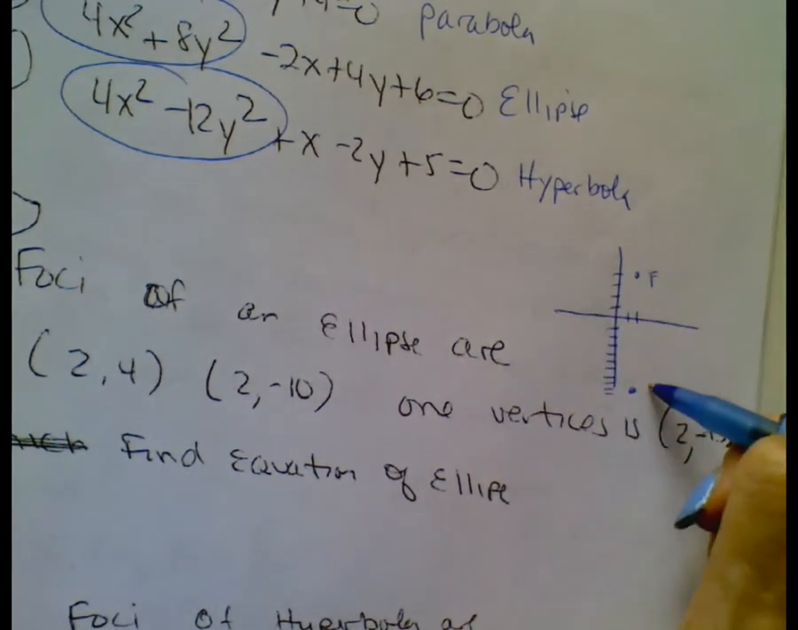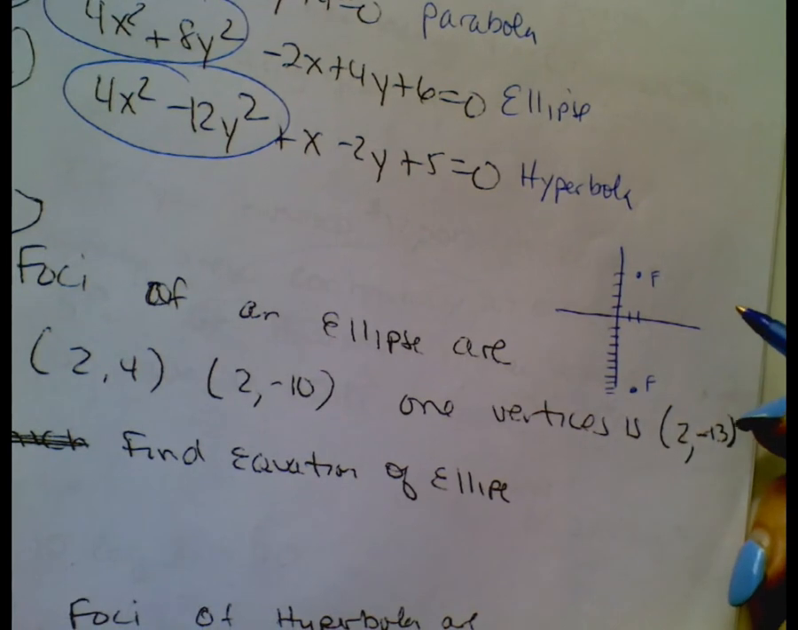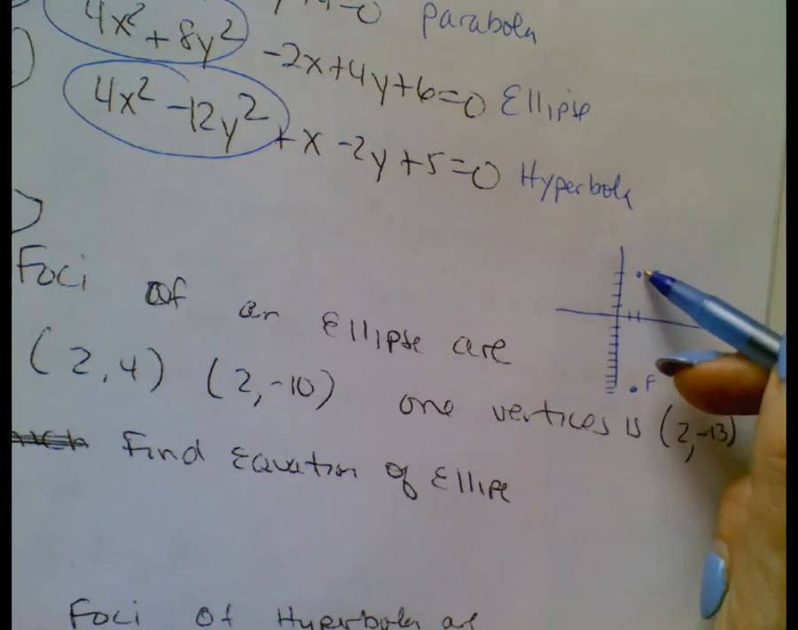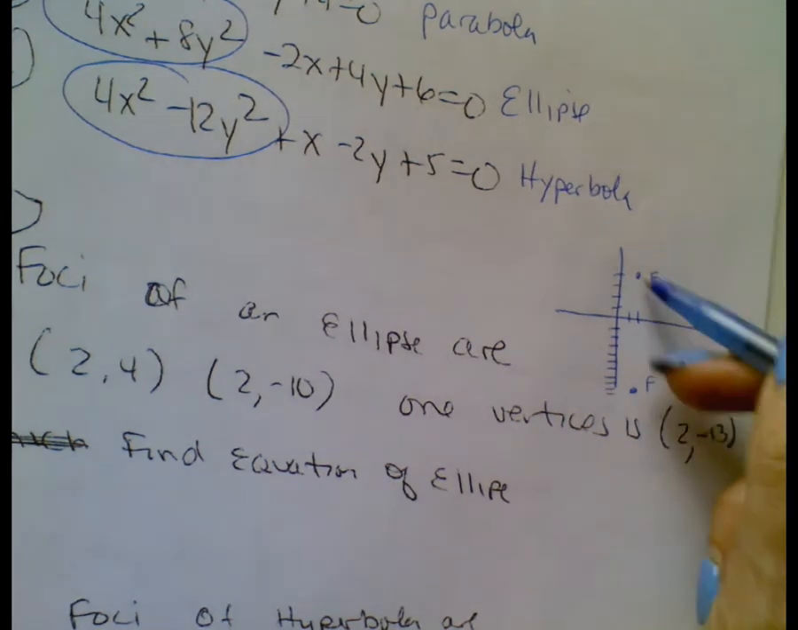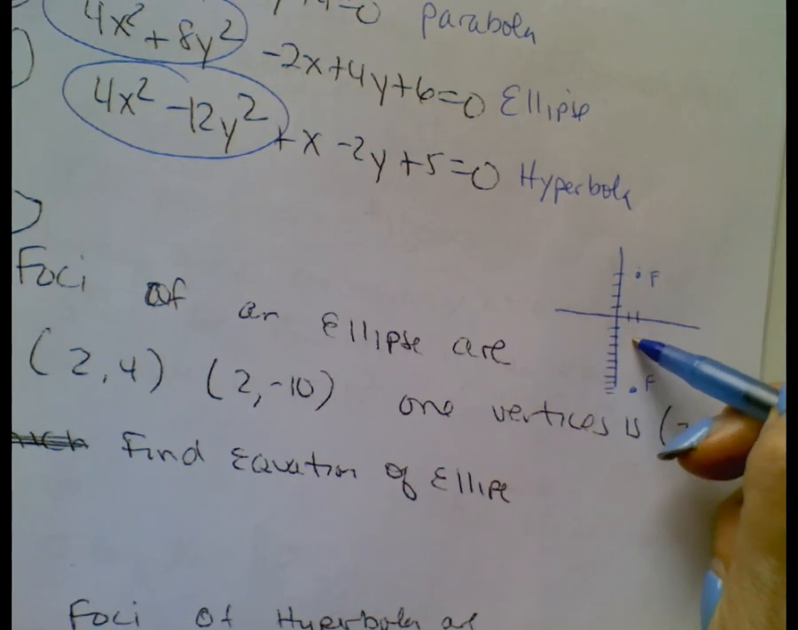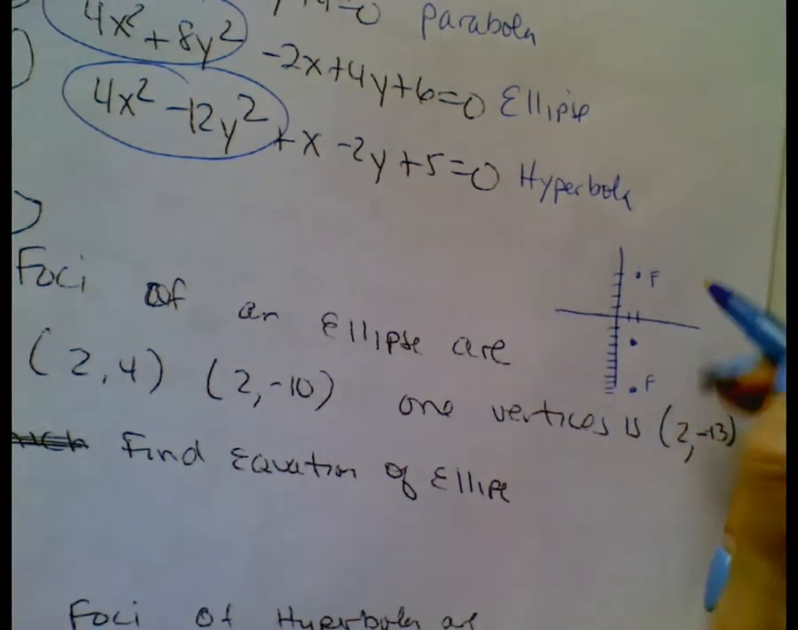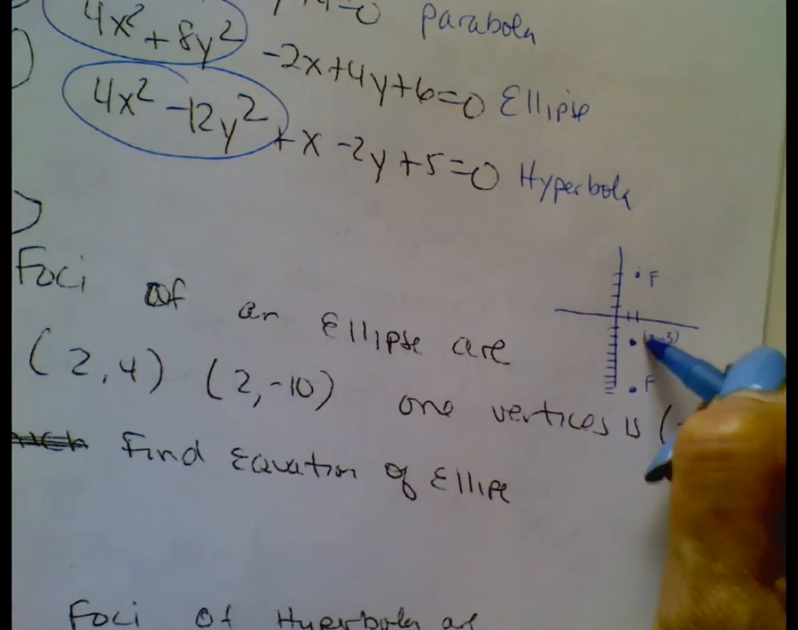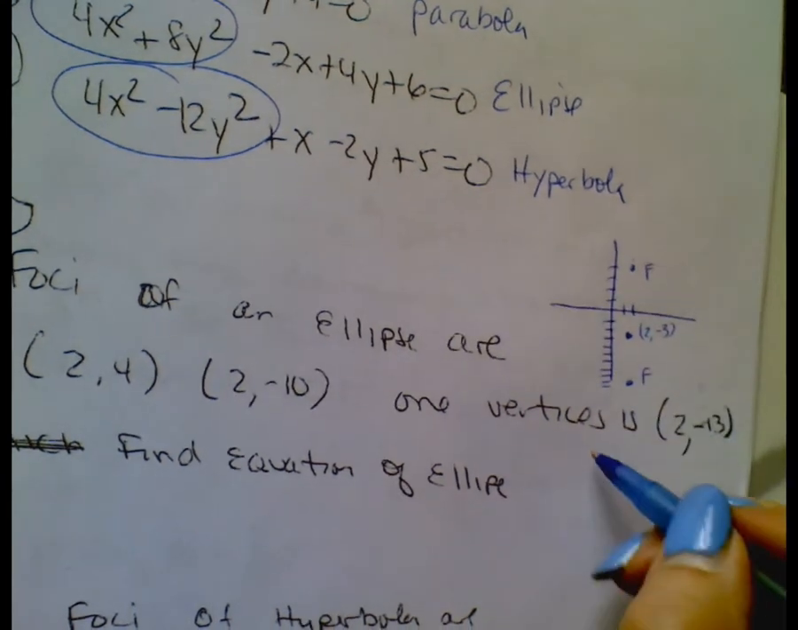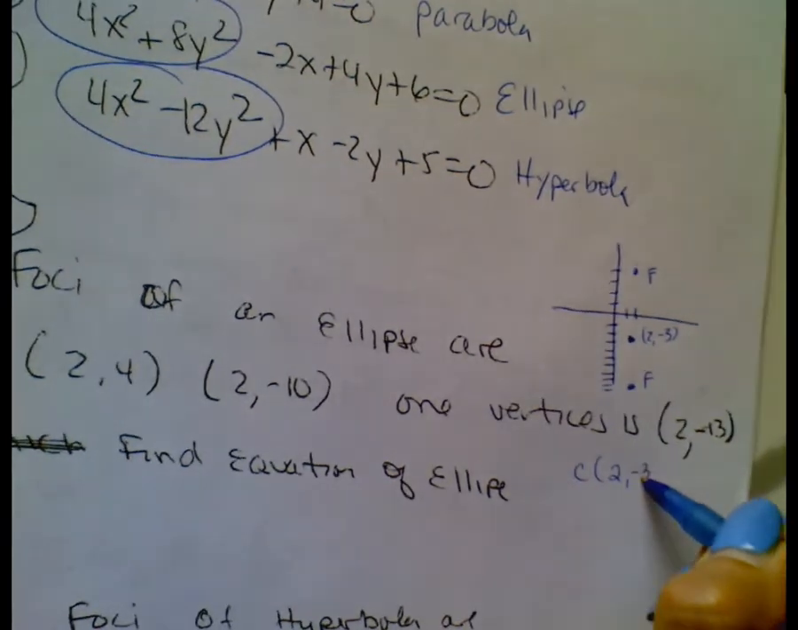These are your foci. These are not your vertices. If you know your vertices, then you can figure out the midpoint. So the distance between 4 and -10 is 14, and half of 14 is 7. So if you came down 7, there's 4, 1, 2, 3, you would be at (2, -3). So (2, -3) is the center.